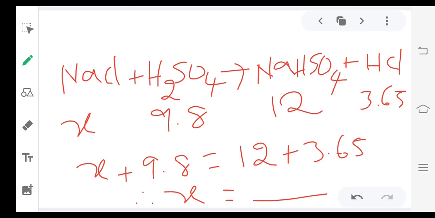How much will you get for X? 12 plus 3.65 is 15.65. Then 15.65 minus 9.8. Suppose nearly 15 minus 9, we will get nearly 6. So approximately we will get 6. I think 5.85 is the answer. So like that, the problems.